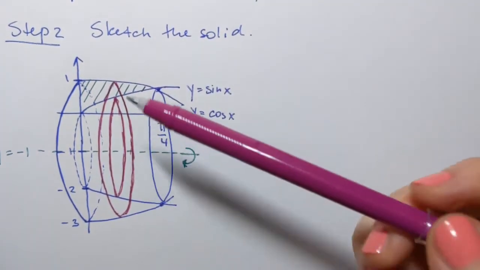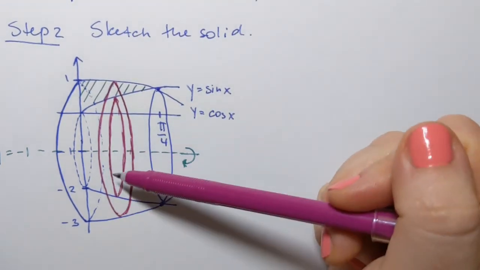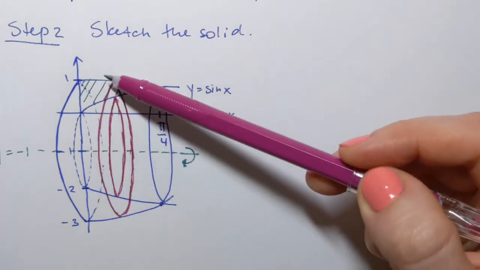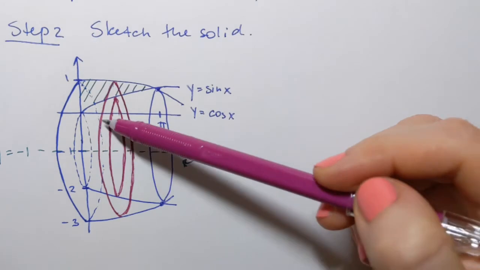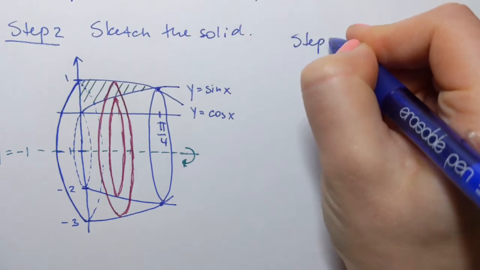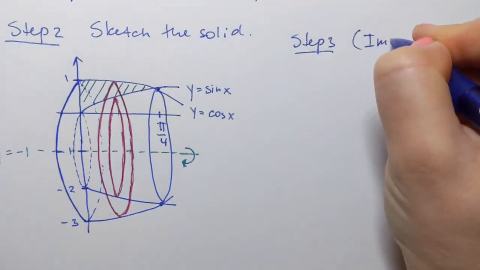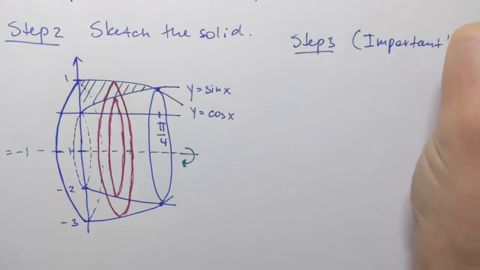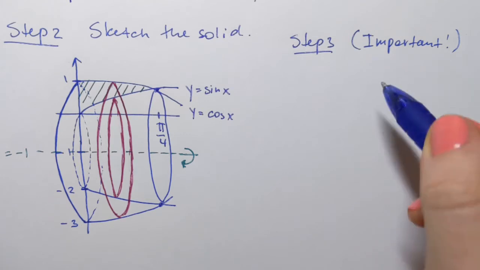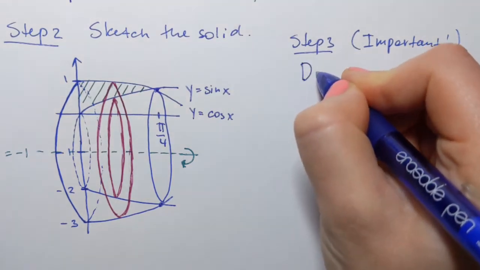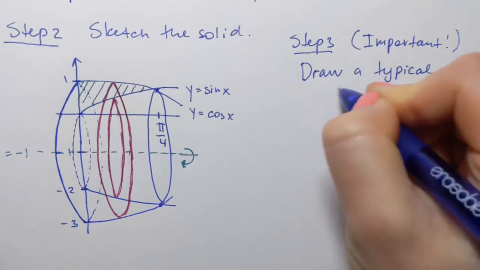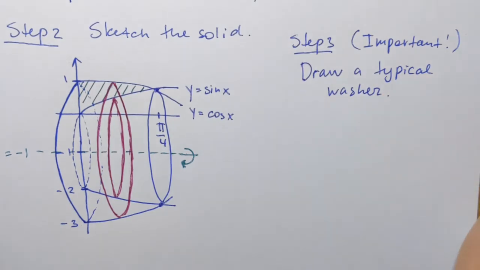So why is it important to look at the typical washer? Well, because the integral that we'll use to find the volume will be set up based on the way the washer is positioned and based on its outer and inner edges. So I'll say step 3, and it's an important step. Well, they're all important, but sometimes step 3 gets skipped and things go wrong. So it's an important step to have. Draw a typical washer or disc, right?